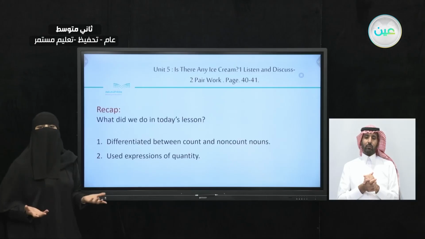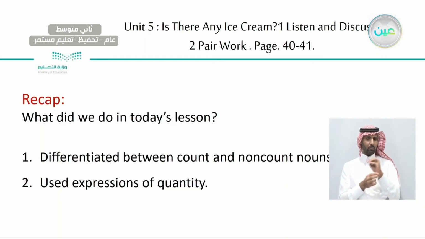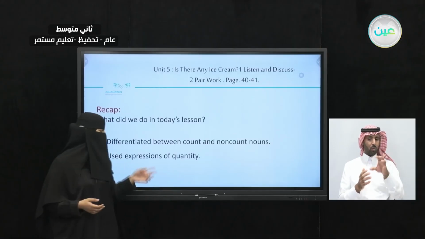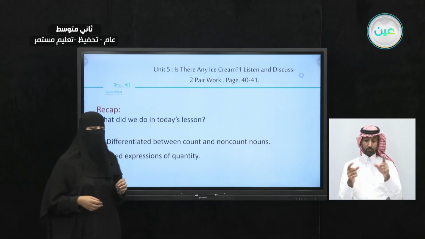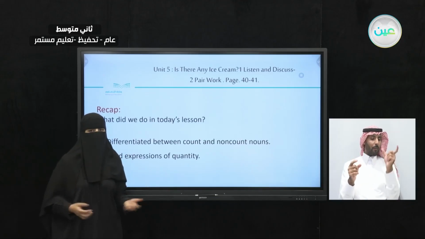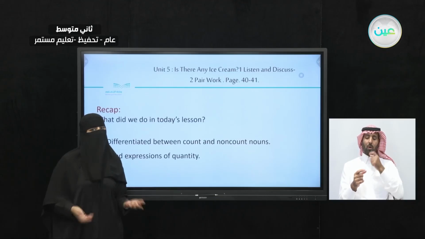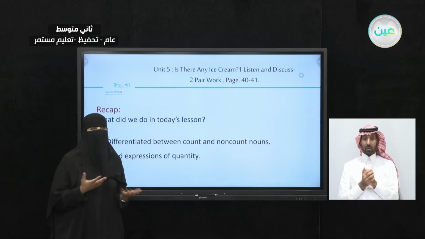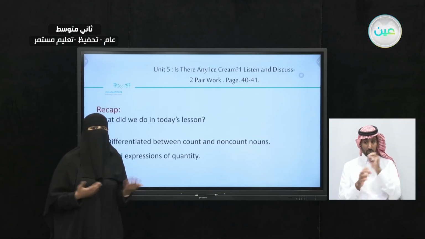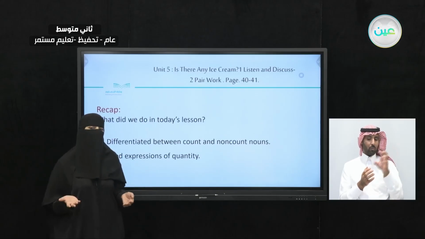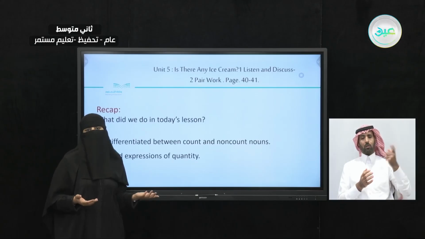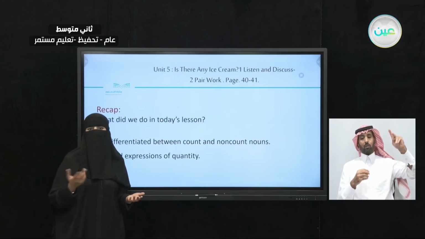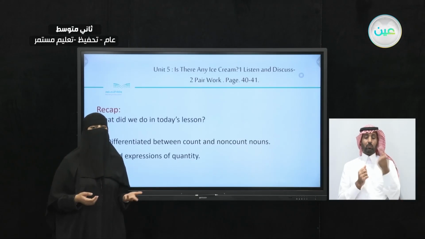Now, what did we do in today's lesson? We differentiated between count and non-count nouns. What can we use with the count nouns and non-count nouns? And we used expression of quantity. A cup of water, a bottle of juice, a piece of cake. Now, after knowing all of these things, when are we going to use some, and when are we going to use any, and when are we going to add a or an for the singular or the plurals?